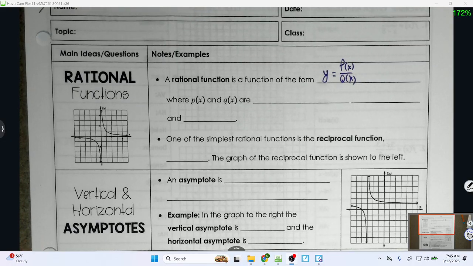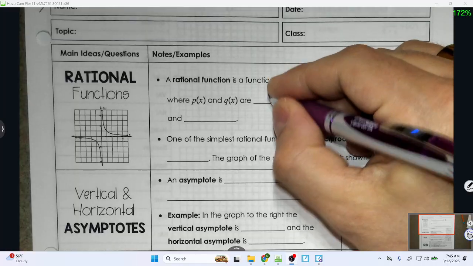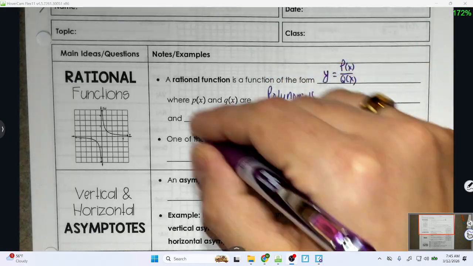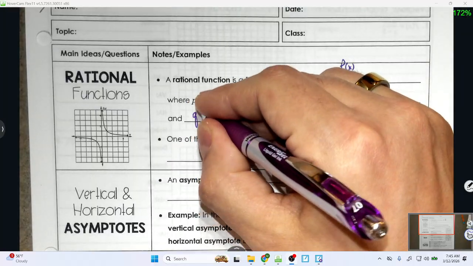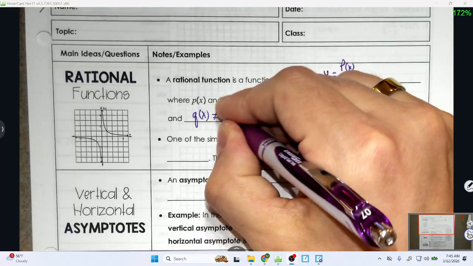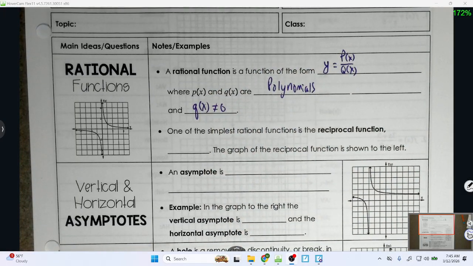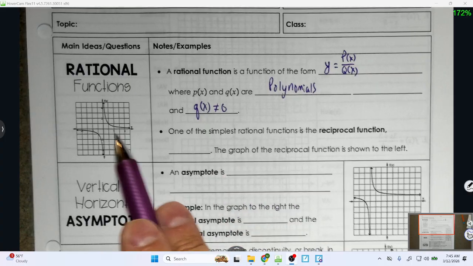So, p and q are polynomials, and q of x cannot equal 0. In other words, the denominator cannot equal 0. One of the simplest is the reciprocal function. You can see a reciprocal function here on the left side.